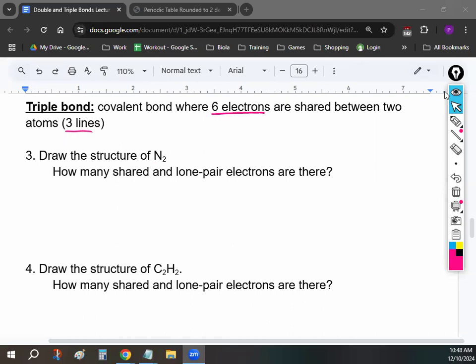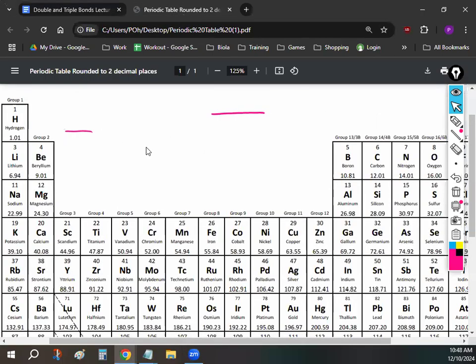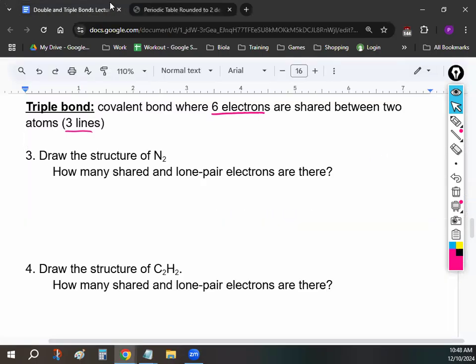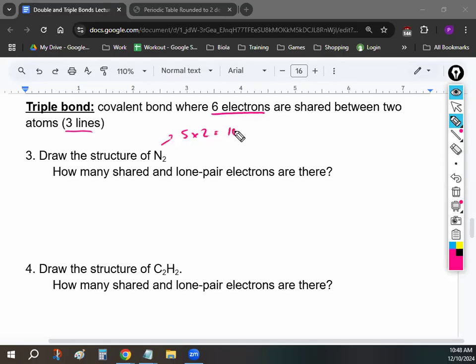Okay, so if you guys take a look at nitrogen on your periodic table, you should see that it has 1, 2, 3, 4, 5 valence electrons. So if you have N2, that's 5 times 2, that's going to give you 10 valence electrons to work with. Okay, there's 2 nitrogens, so we're going to put them next to each other, and we're going to connect them. And if we make one connection, that's 2 electrons, so that's going to get us to 8.